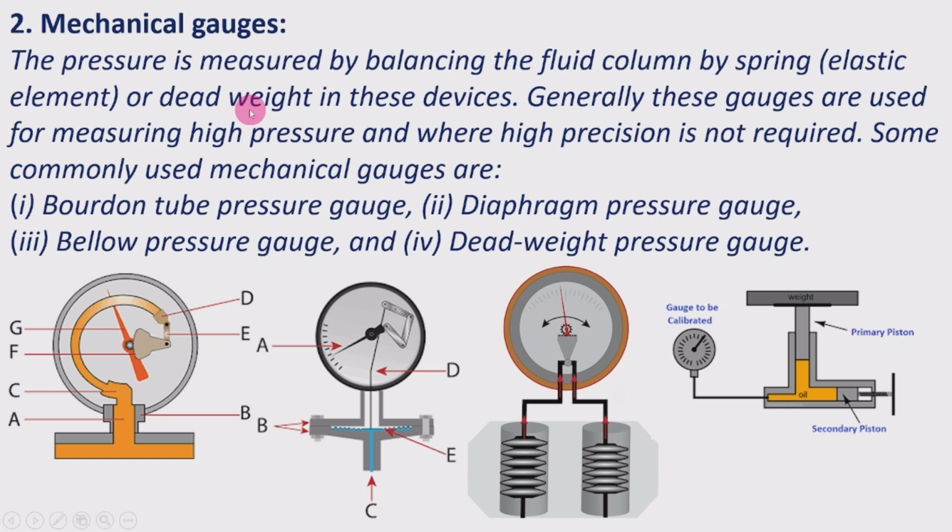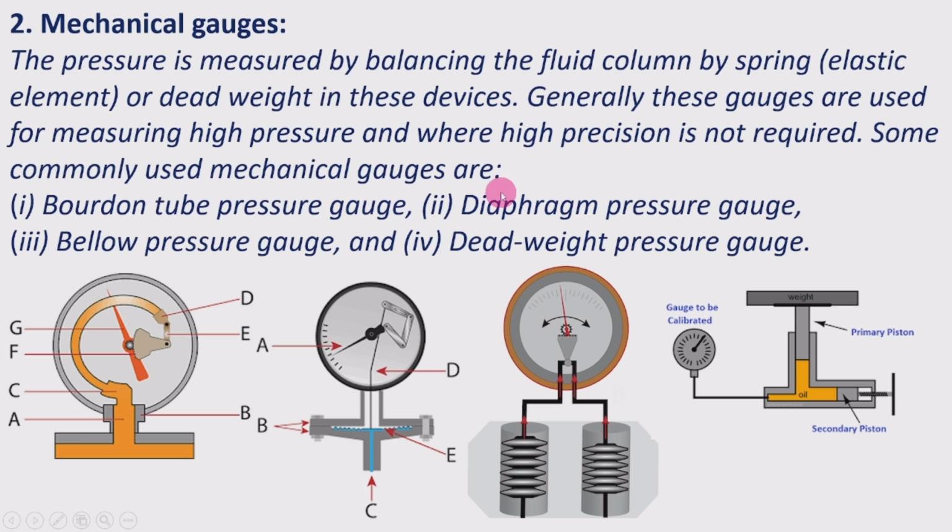Next, moving further, the other types of pressure measuring devices are the mechanical gauges. How is pressure measured in these mechanical gauges? The pressure is measured by balancing the fluid column by a spring, an elastic element, or a dead weight in these devices. Generally these gauges are used for measuring high pressure. For lower pressure, we can use the manometer. For high pressure, we use the mechanical gauges, and where high precision is not required.